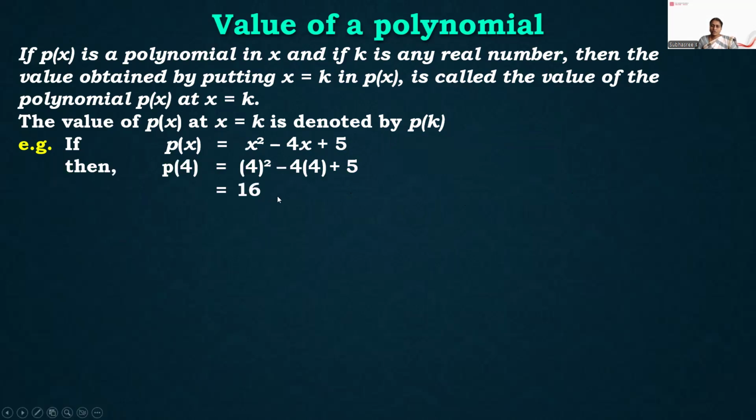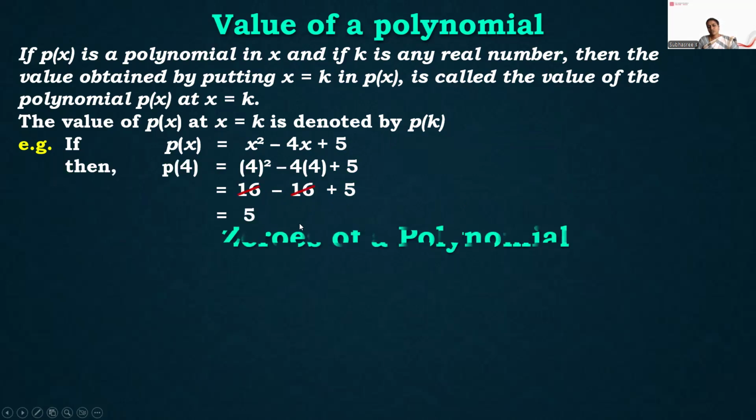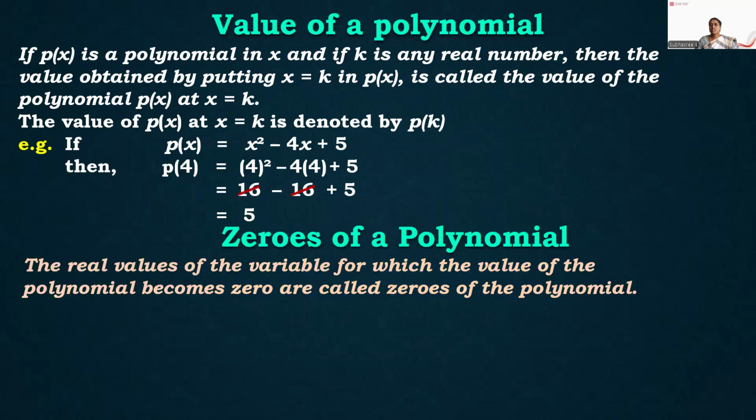Clear? Go for the usual simplification. 16 minus 16 plus 5. What happens? The same number with opposite sign is cancelled, isn't it? You know that. What is the P of 4 value now? It is 5. You understood, children? You are clear what is the value of a polynomial? Okay. Now we will see what are zeros of the polynomial.